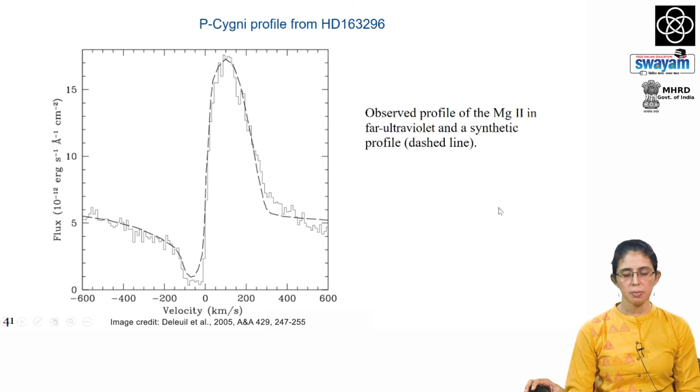This shows another P Cygni profile from the star HD 163296. This is a far ultraviolet ionized magnesium line. One can see the emission profile and the blue shifted absorption profile. Using these profiles, one can immediately identify that the star is undergoing mass loss, and one can estimate the parameters of the stellar wind or this mass loss.